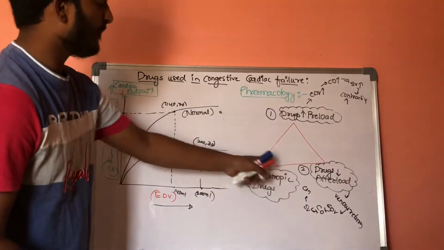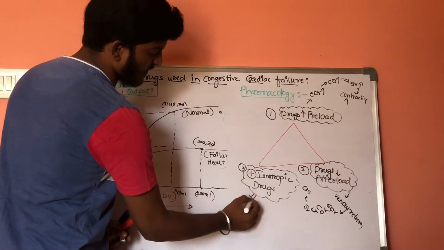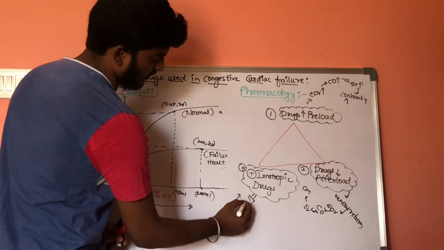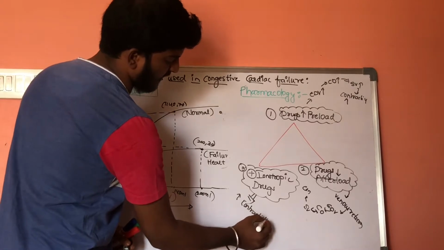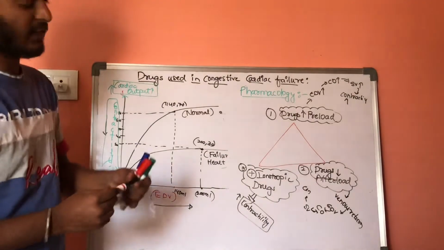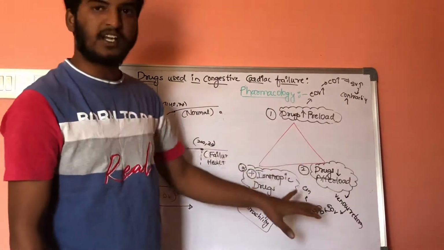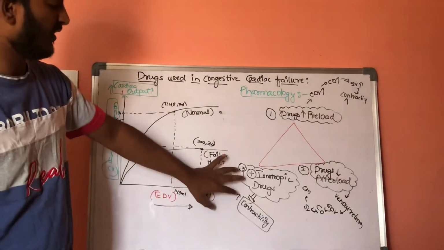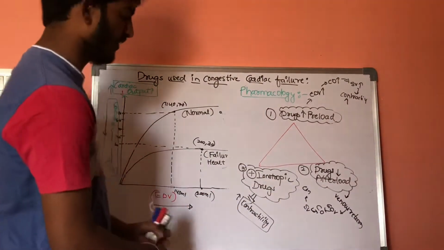The main purpose of positive inotropic drugs is to increase the contractility. This is the main importance of these three classes of drugs: drugs which increase the preload, drugs which decrease the afterload, and positive inotropic drugs.